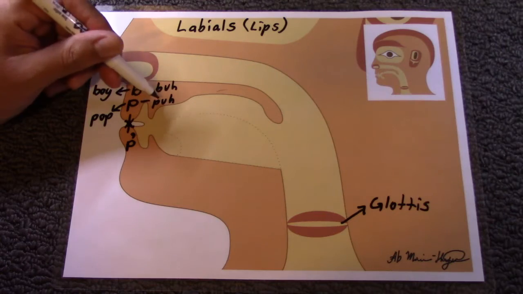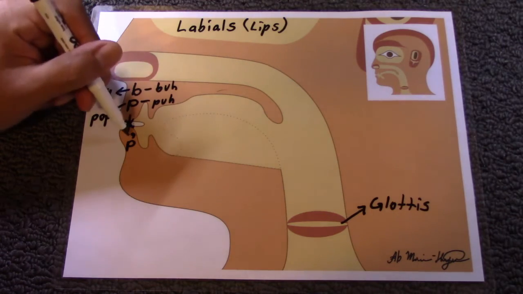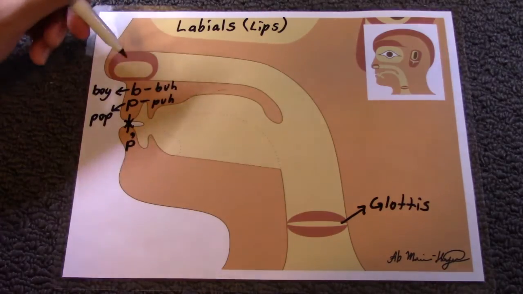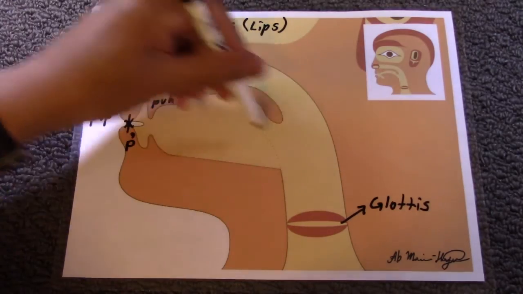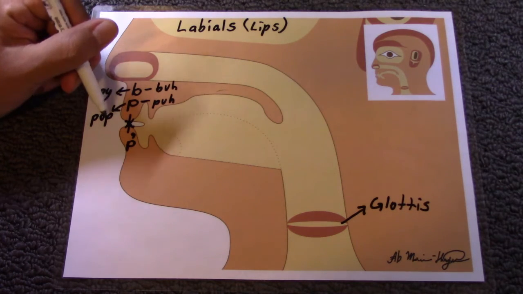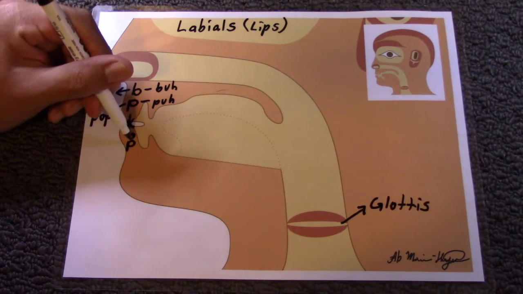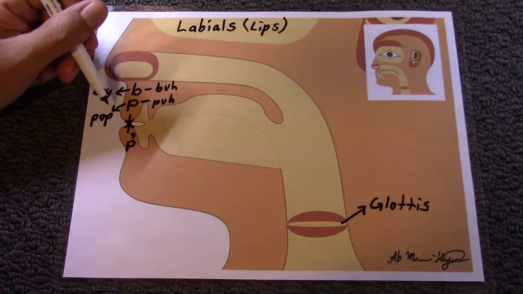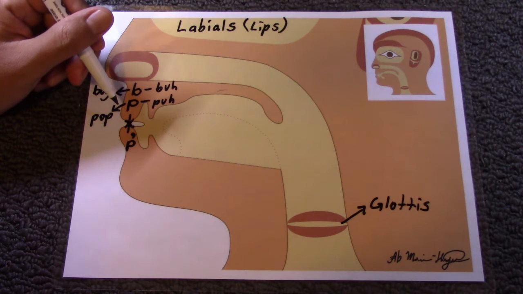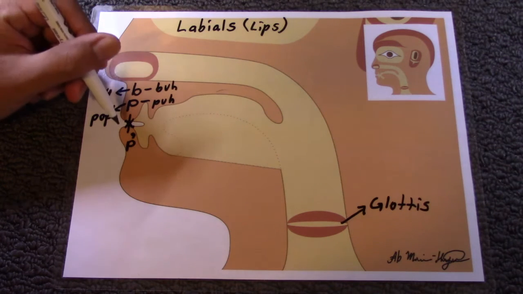It's similar to the P sound in pop, but since we're closing our vocal cords and then releasing it, it's going to be more forceful. And there's no English equivalent for the glottalized P in English, but basically it just sounds like. So you have kind of a popping sound.